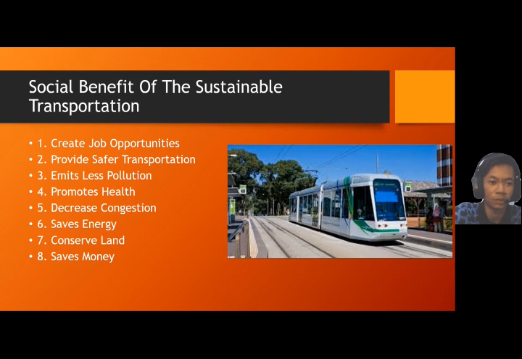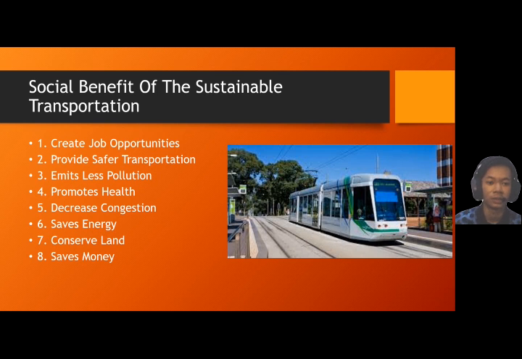By creating jobs, investing in sustainable transportation often translates to the creation of more jobs. Building infrastructure to support public transit, developing greener alternatives to diesel fuel vehicles, and manning these new transport methods all provide job openings to those who desperately need them. So the second part is providing safer transportation.